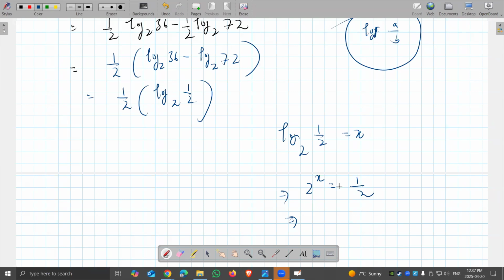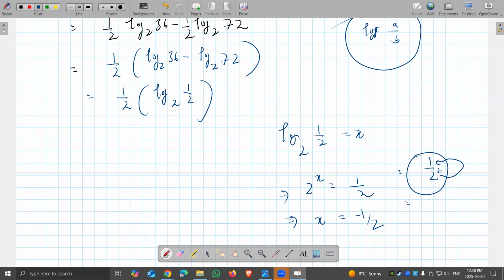Two to the power of x is 1 over 2. What's x equal to? It will be negative 1 over 2, because for 1 over 2, what you can do is take this 2 in the denominator and move it to the numerator, right? When you move something from denominator to numerator, the sign of the exponent flips.